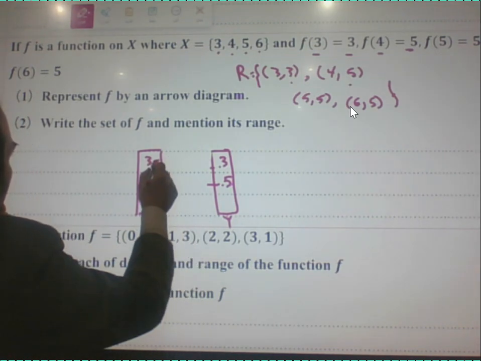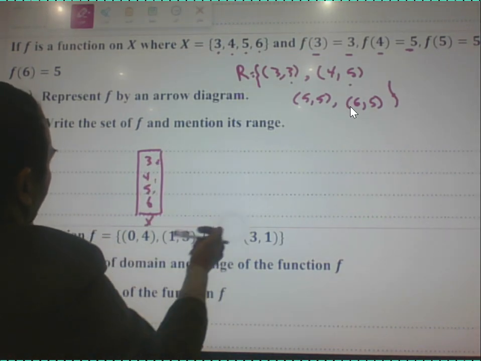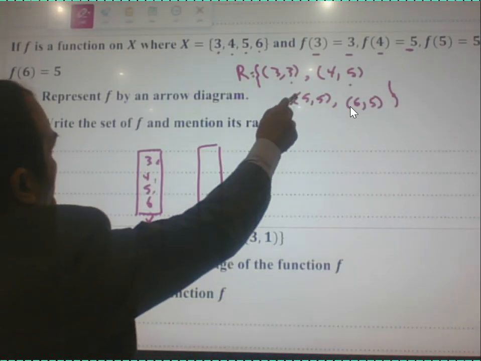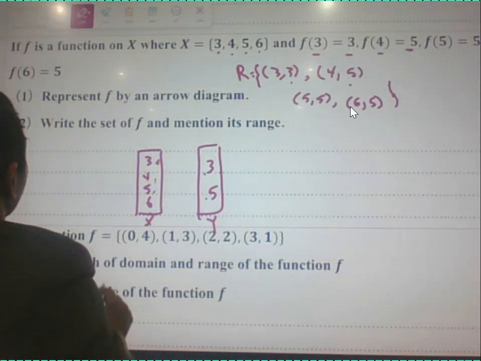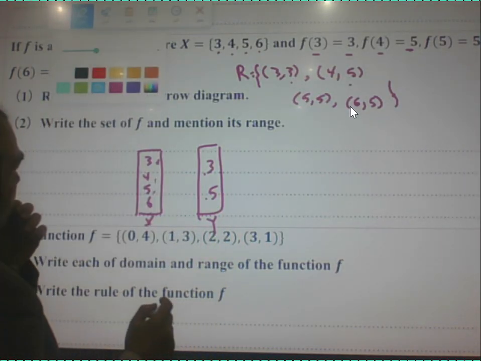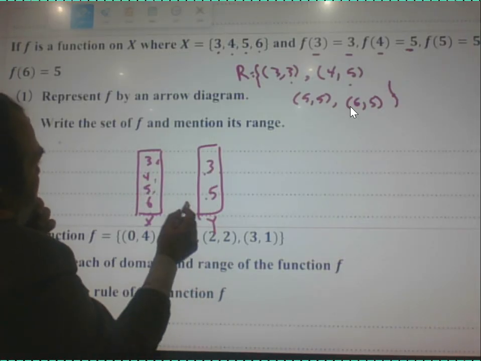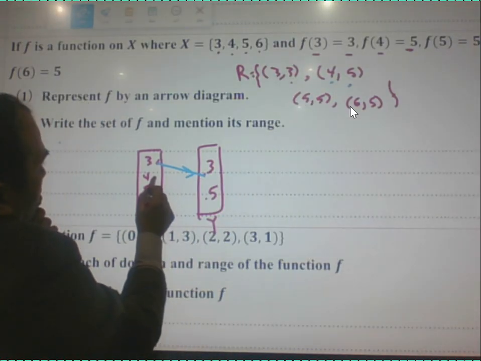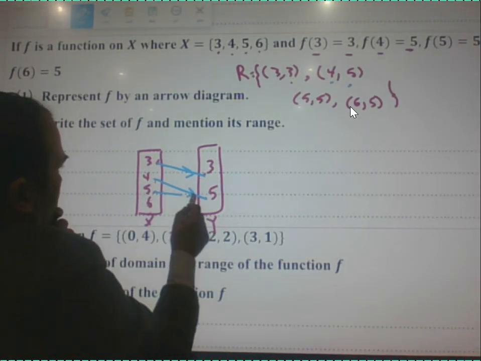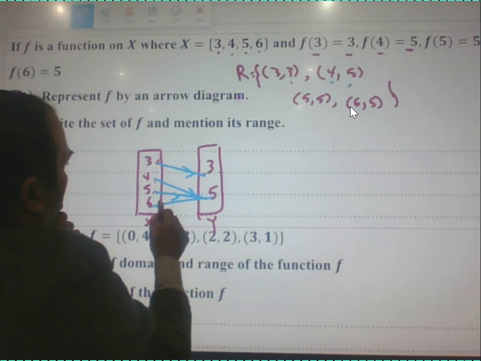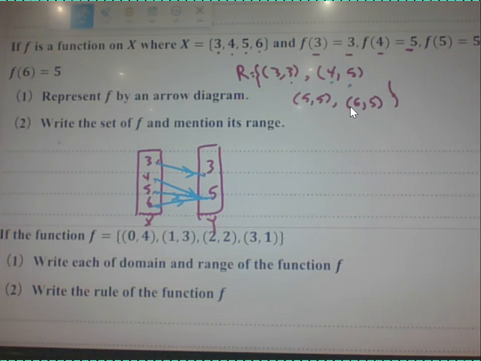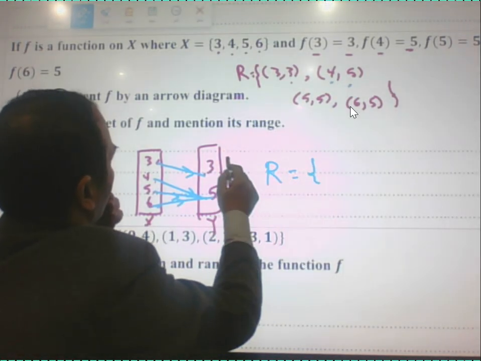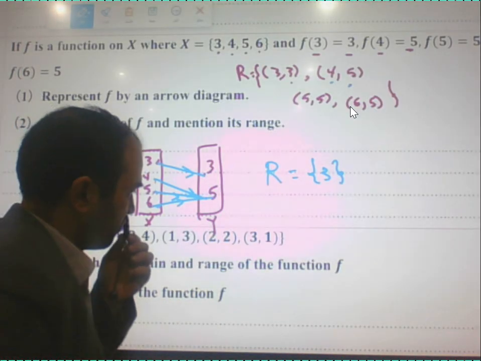Okay, I will do it again. Okay, my students, X and Y. Y here is the image. We have only digits 3 and 5. And then draw the ray first from 3 to 3. Okay, and second 4 with 5. And the third 5 with 5. And 6 with 5. This is the function here, right? The set of the function is the domain and the range. The range here equals 3 and 5. We have two images only, 3 and 5.